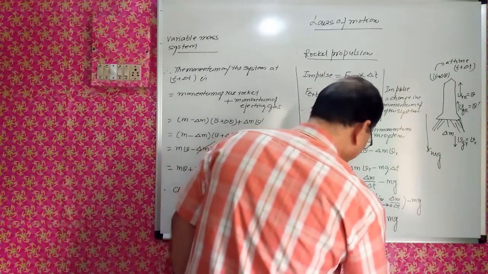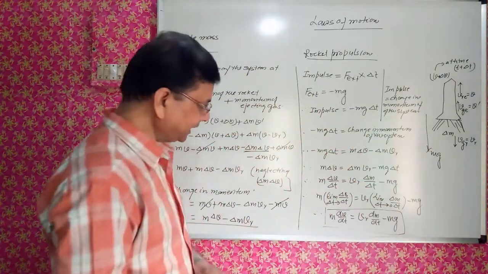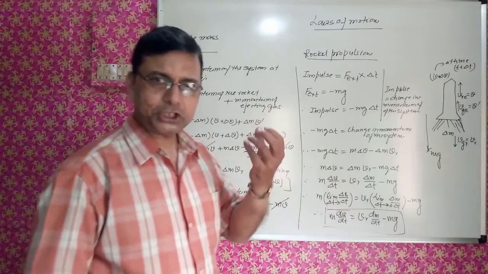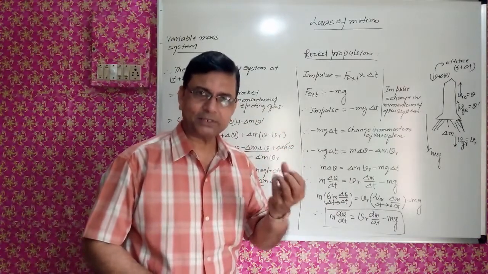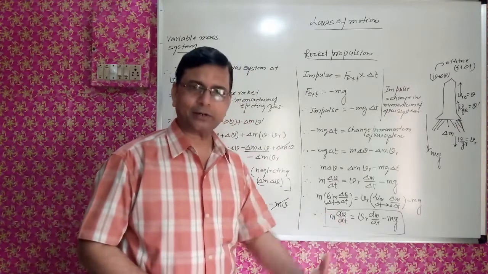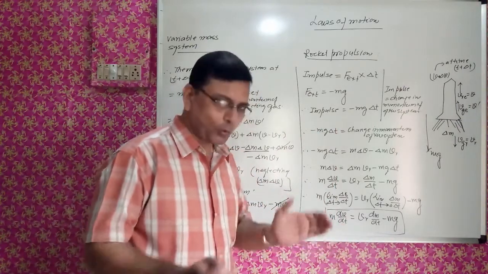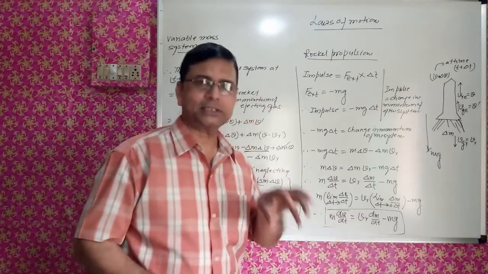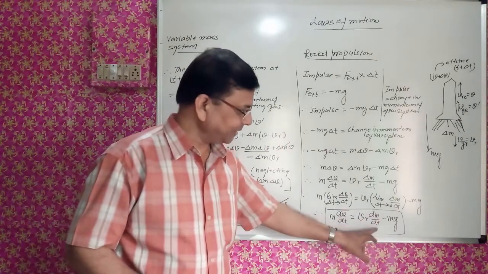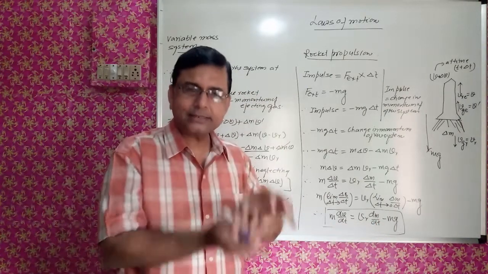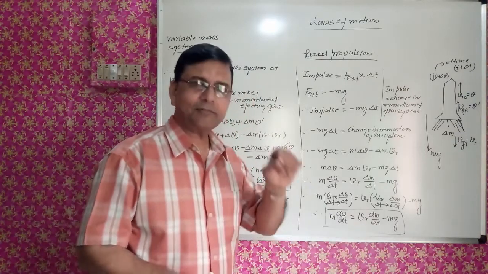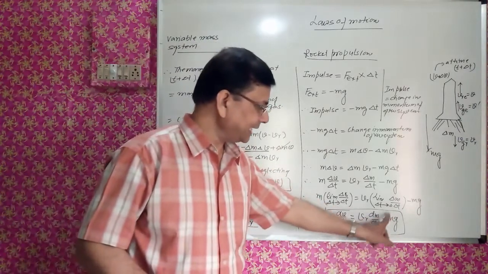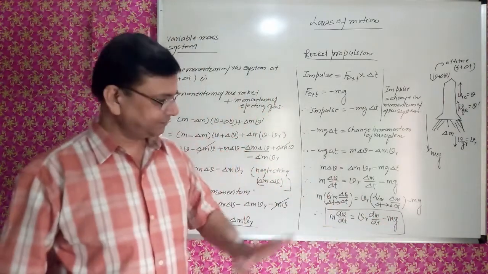So it is a very important relation. What does this imply? Mass into dv upon dt: mass is the initial mass at time t, the mass of the system. Now this dv by dt is the acceleration, right? With this acceleration, the whole system will be moving. This dm by dt is the rate of change of mass of the system; the mass of the system is decreasing, right? Vr is the velocity of the ejecting gas with respect to the rocket, and this mg is the weight of the system. This is very important.